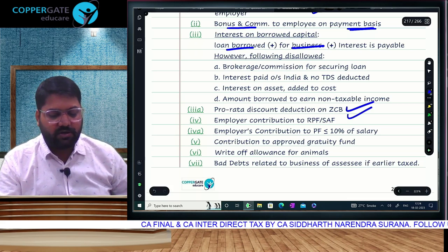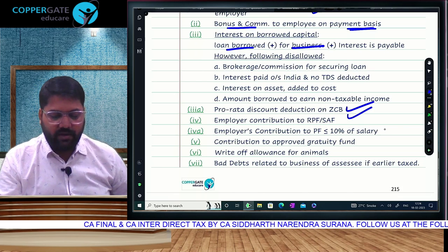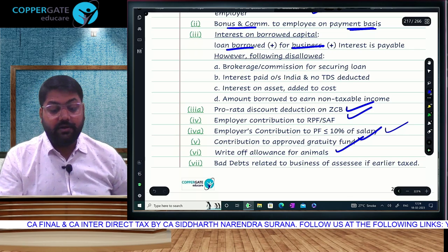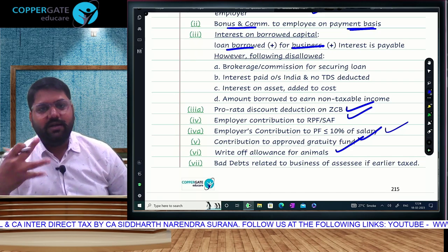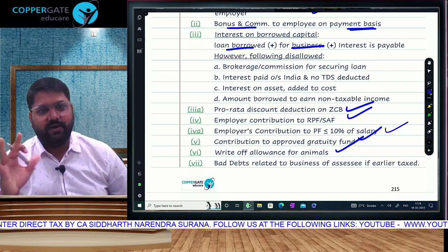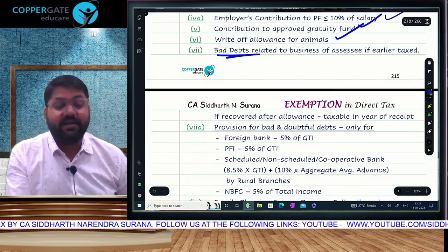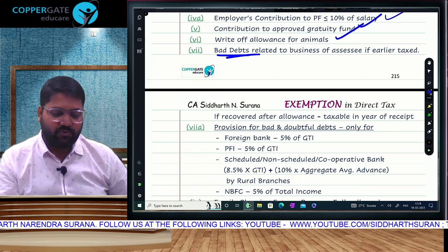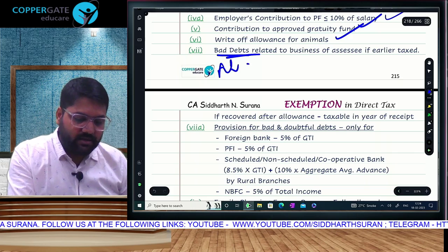As an employer, if you are contributing to RPF or superannuation fund, as an employer you are contributing to provident fund up to 10% of salary, contribution to approved gratuity fund. In your business, if you have used animals by purchasing them, now you are writing off, meaning you are selling the animal or you are selling the dead body of the animal, so that difference. Bad debts in a business, provided this was earlier declared as income, only actual bad debts are allowed as a deduction.